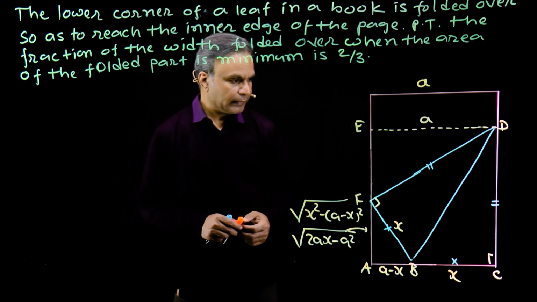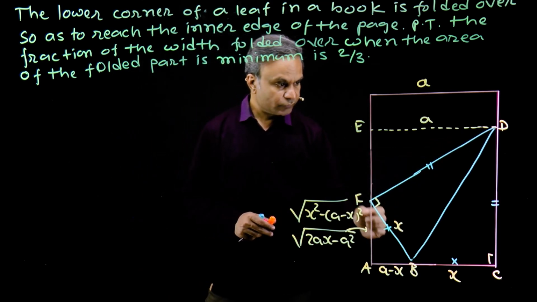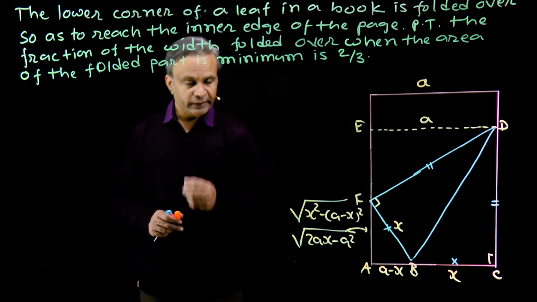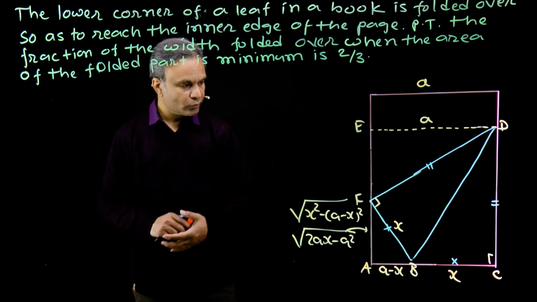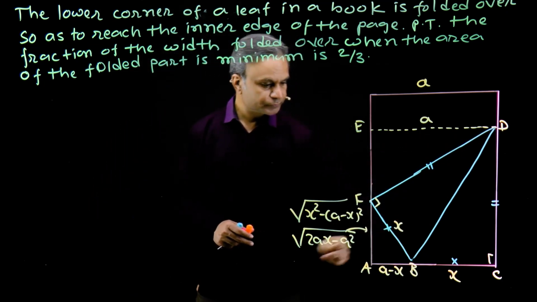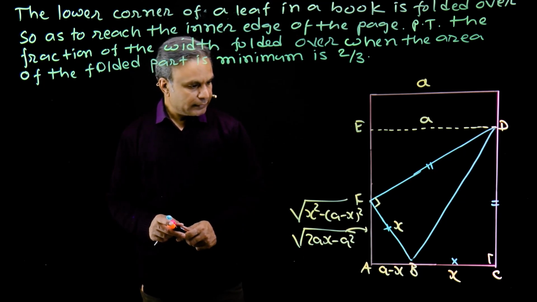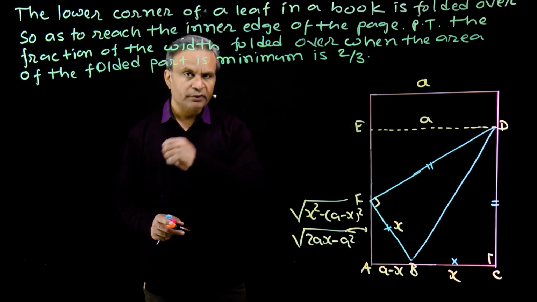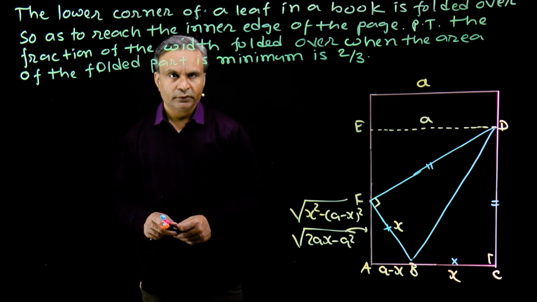Now to get the area of this triangle, we need one more side. How can you find one more side? Either this or this. Now here we have similar triangles. Can you tell me which two triangles are similar?